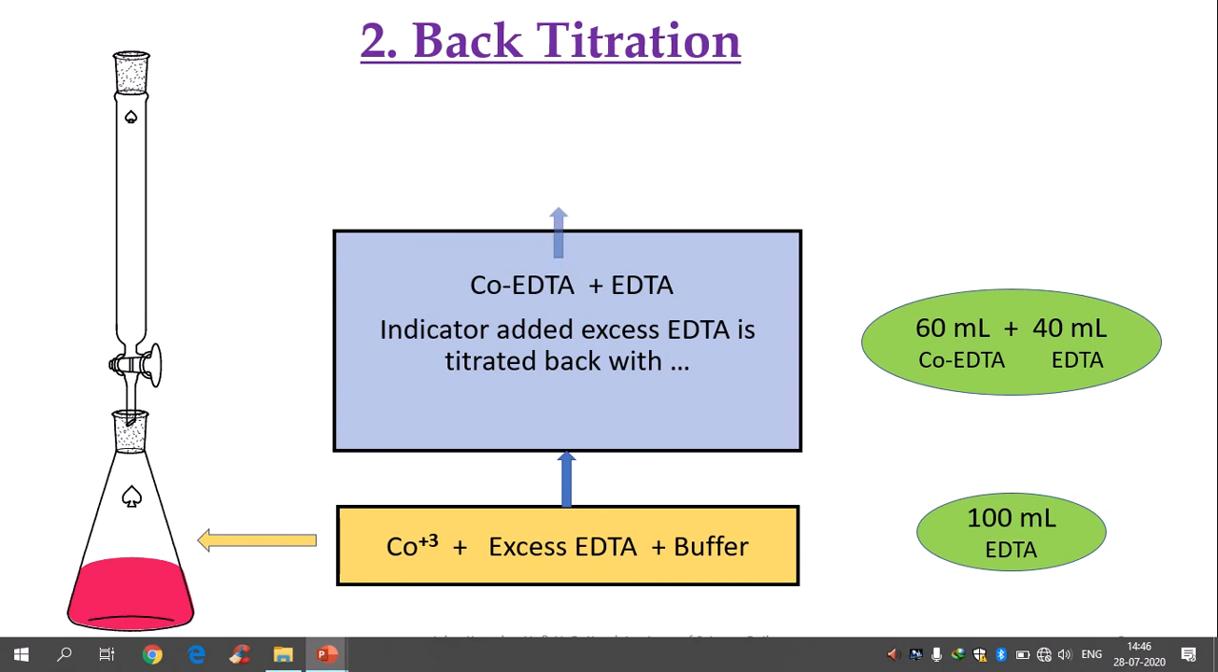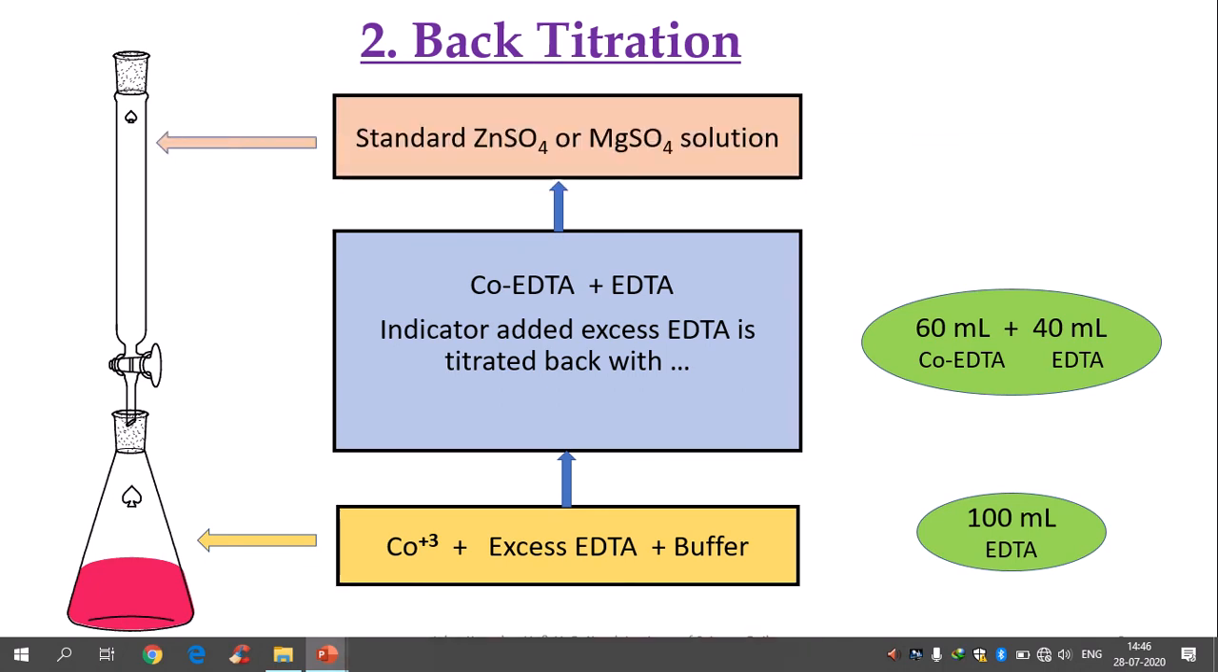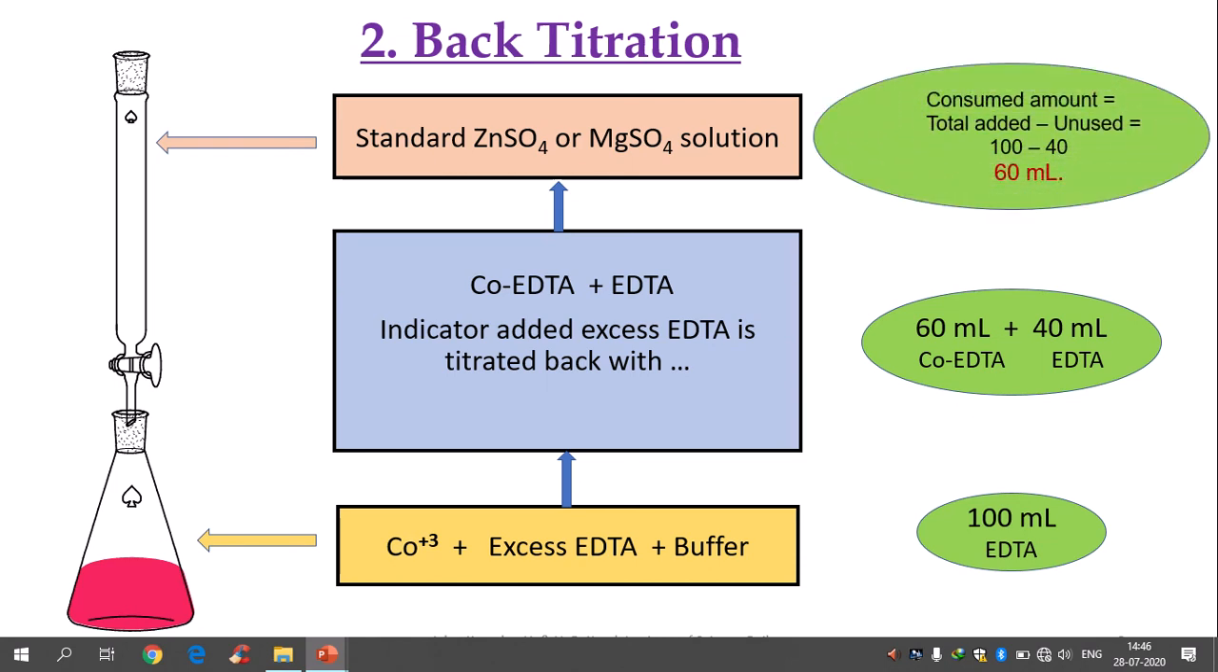Now we titrate with the standard zinc sulfate or magnesium sulfate solution. We are using this because it gives the direct titration. So on titrating with zinc sulfate or magnesium sulfate, what will react? Only the EDTA which is left, not the cobalt EDTA complex, but the 40 ml of EDTA which is left unreacted will be titrated with the standard zinc sulfate or magnesium sulfate solution.